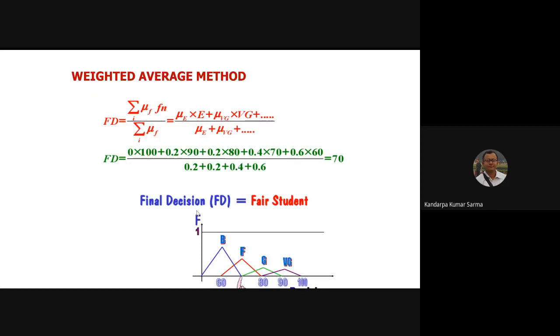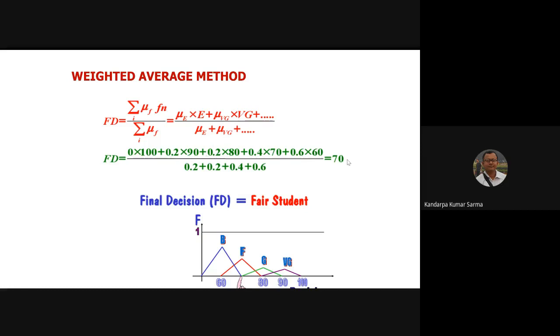Then there is one more, that is the weighted average method, where you find a ratio between the summation of mu i times x i and the summation of mu i for all the samples. So you get here mu e multiplied by e plus mu vg multiplied by vg. This mu e will be the membership function of the E range. This e will be the mean of the sample count of that range. Then mu vg will be the membership function of the VG range, and VG will be the sample mean of that particular range.